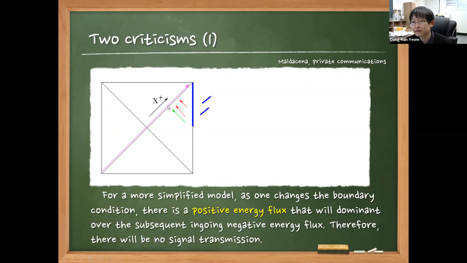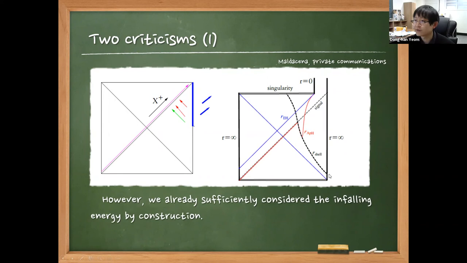So even though there is a negative energy flux, this original incoming positive energy flux is more dominant. So therefore, eventually this signal cannot be transmitted to the right side. This was his interpretation. But my reply was that we eventually considered this.